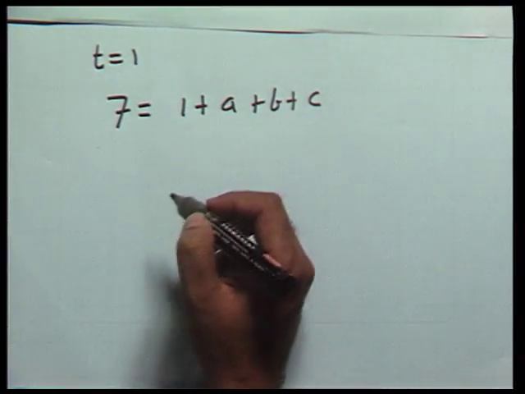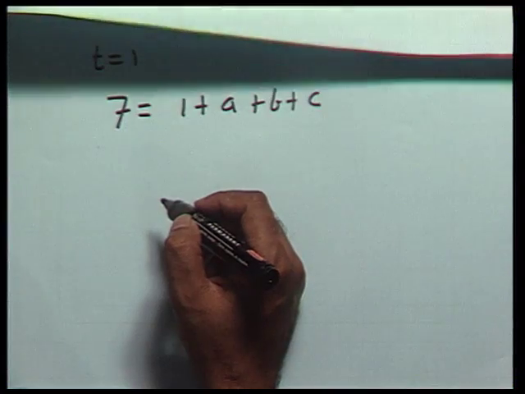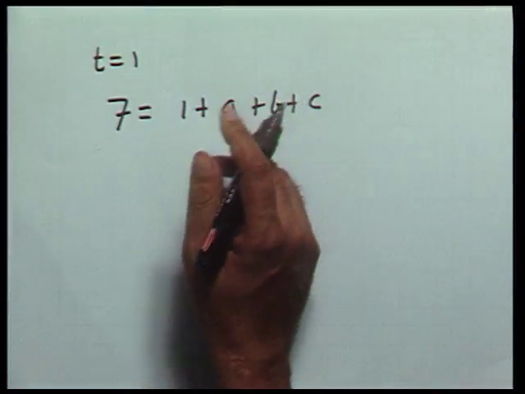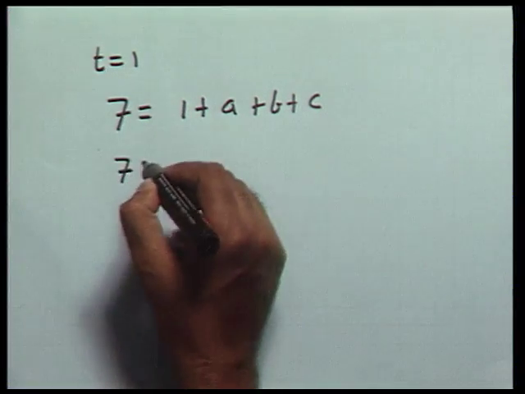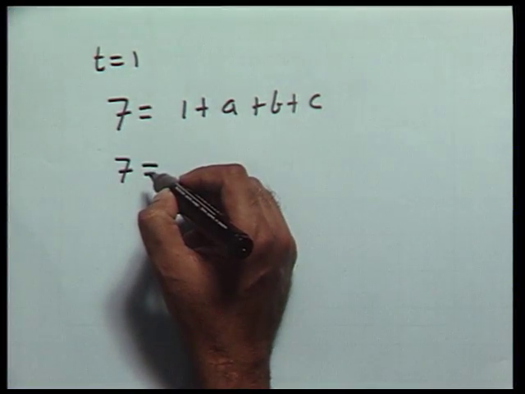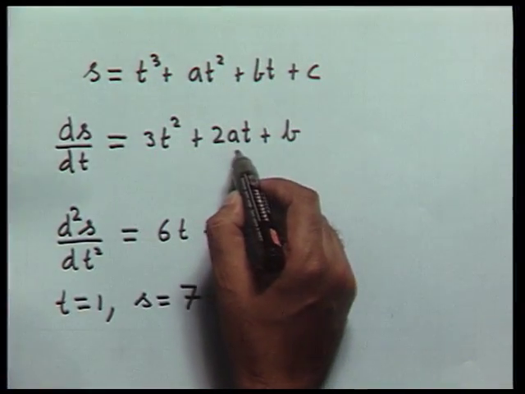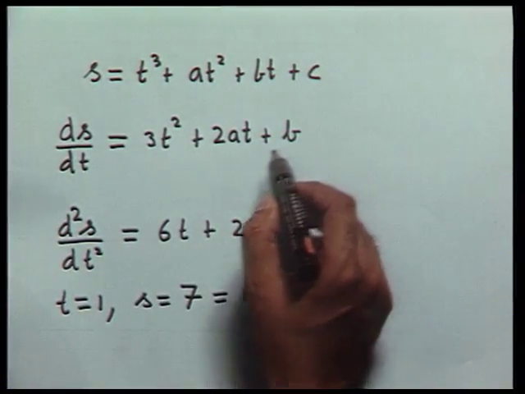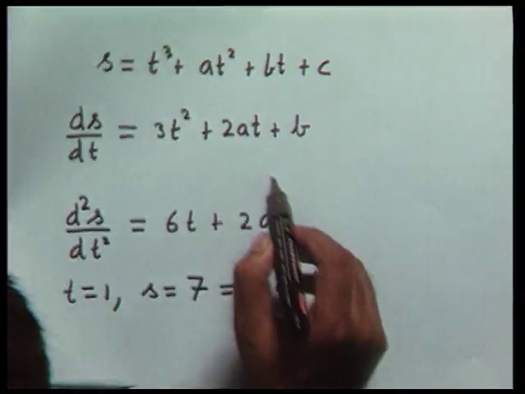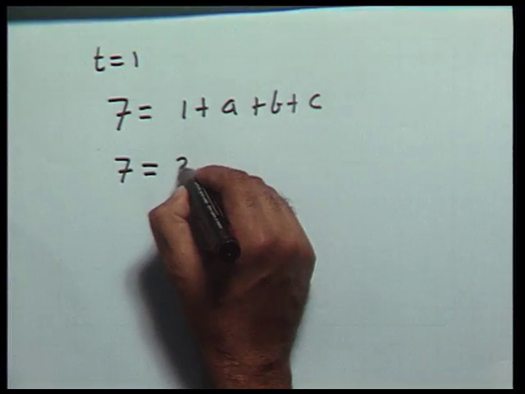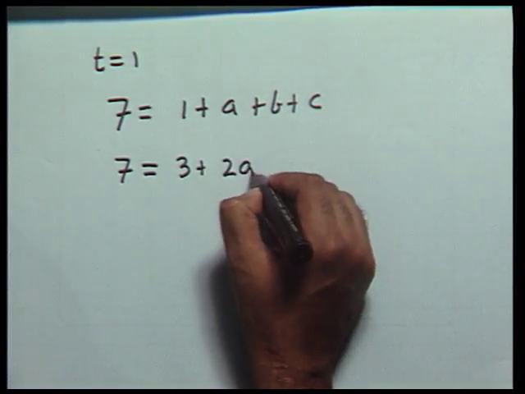Also at t equal to 1, I am told that the velocity is given by 7 meters per second. So, once again 7 would be equal to ds by dt at t equal to 1, but ds by dt is 3t squared plus 2at plus b. So, when I put t equal to 1, I get ds by dt as 3 plus 2a plus b. So, 7 is equal to 3 plus 2a plus b.